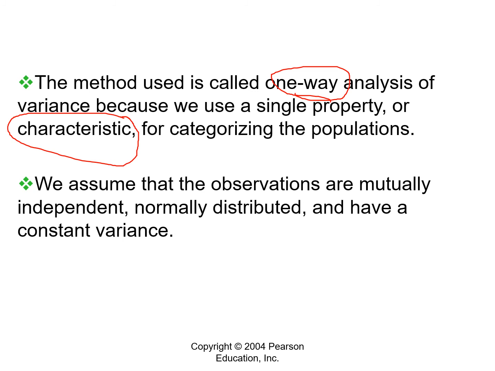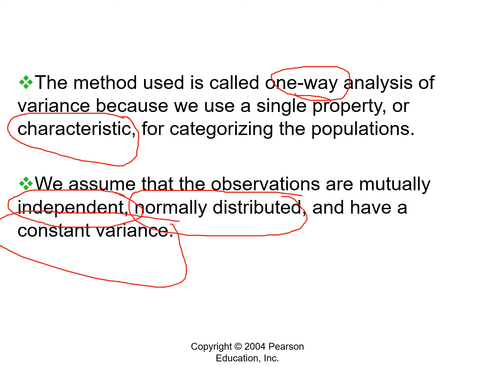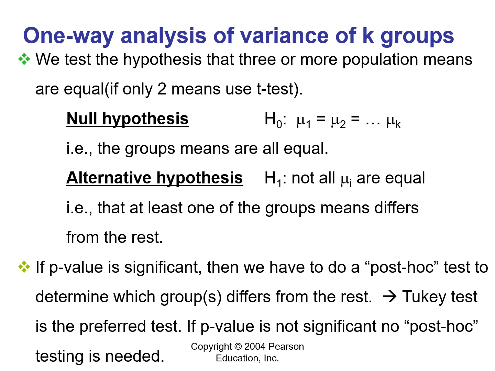We assume that observations are mutually independent. Inside each group, we have independent observations, normally distributed, and having constant variance. These are assumptions: independent, normally distributed, and constant variance. Now, we test the hypothesis that three or more population means are equal. You know, if you have only two independent samples, we use the t-test. So the null hypothesis is that mu1 equals mu2 equals mu3 up to mu k, where k is the number of groups.